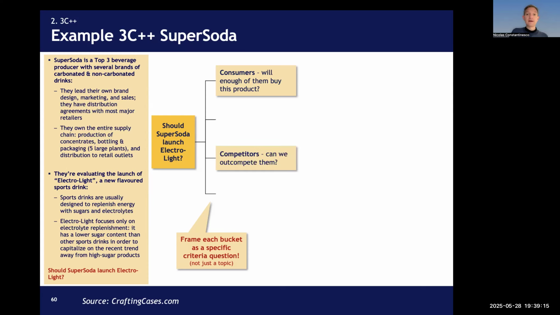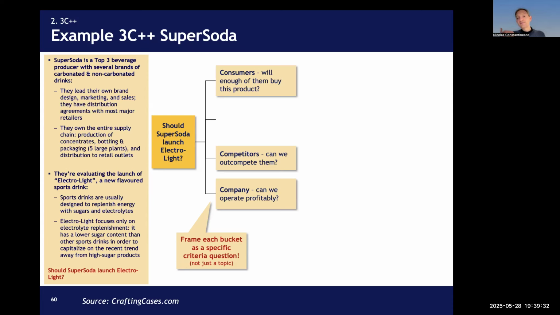Can we outcompete them? It's another criterion for us. Then we move to company. Can we operate profitably? So can we do all this and still make money? And then it's like, okay, do we need to add anybody else?